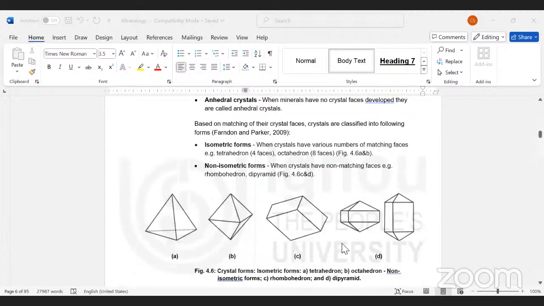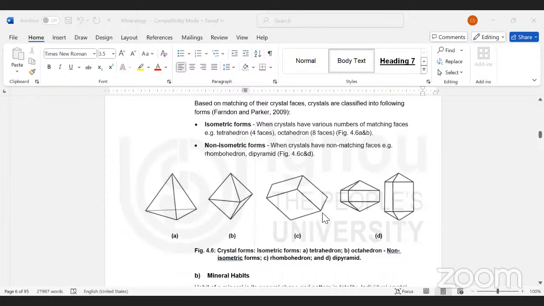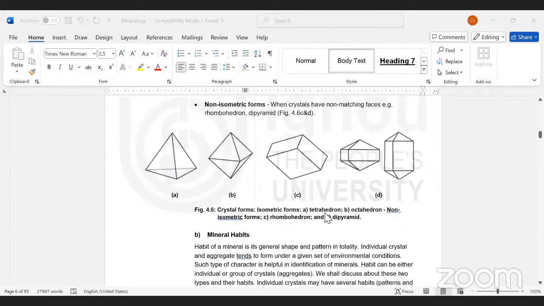And isometric forms and non-isometric forms. When isometric, the crystals arrange very systematically and continuously. And non-isometric forms are when the crystals have non-matching phases. So that is one reason.